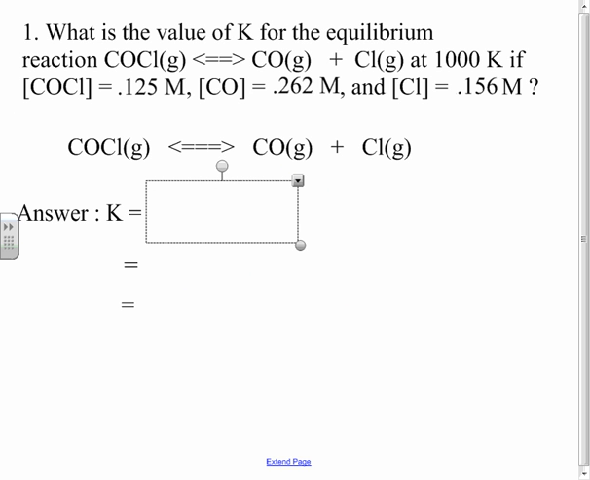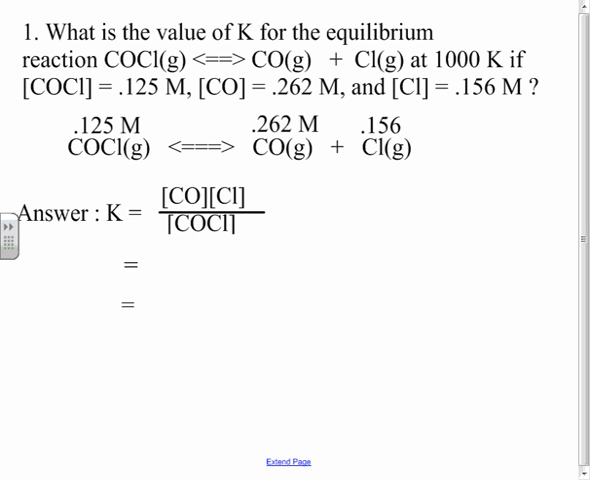If I actually give you numbers, then you can actually solve for the value of K. So here we have a system in equilibrium given by the balanced chemical equation in the middle. And we're going to let the COCl2 equal a 1.25 molar concentration, the carbon monoxide equal a 0.262 molar concentration, and the chlorine equal a 0.156 concentration. So now we've got numbers to plug in.